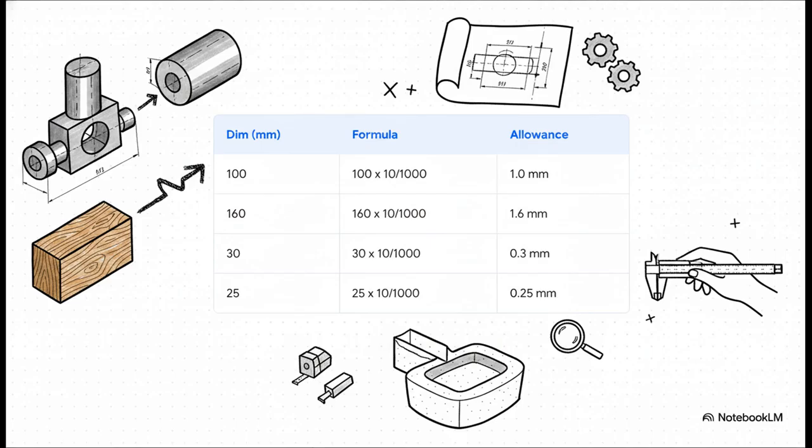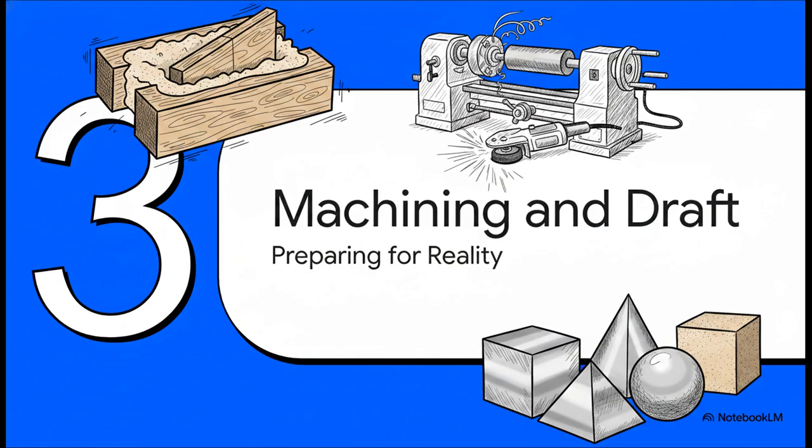For a 160 millimeter section, they add 1.6 millimeters. Every single dimension, no matter how small, even a 25 millimeter tab getting an extra quarter of a millimeter, must be calculated and scaled up. It's incredibly precise work. All right, on to Section 3, Machining and Draft, Preparing for the Real World.